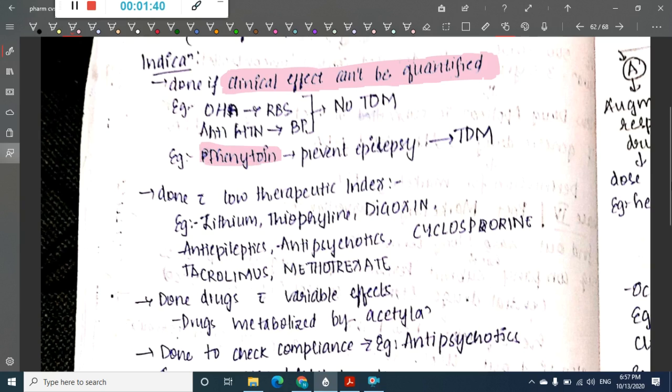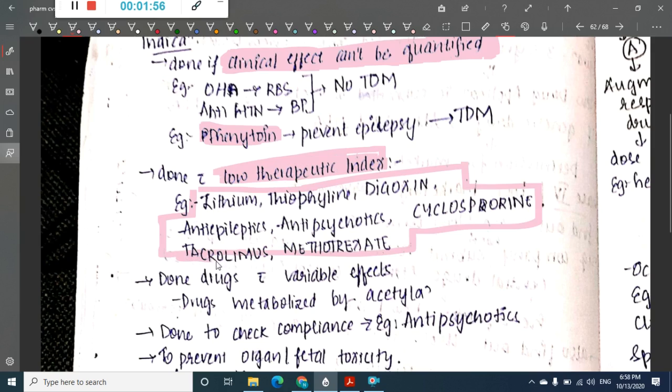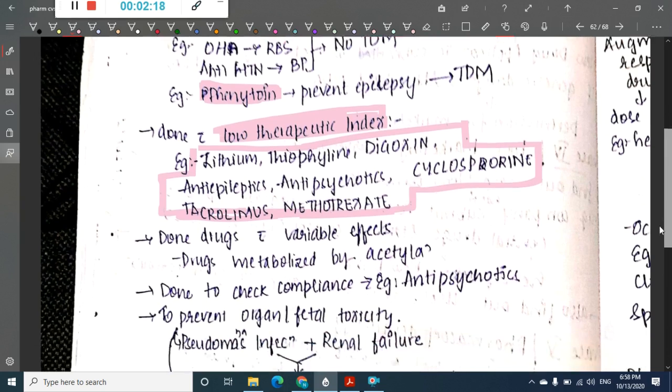Then this therapeutic drug monitoring is done for those drugs which have low therapeutic index. So what are the drugs which have low therapeutic index? Low therapeutic index is present for lithium, theophylline, digoxin, anti-epileptics, antipsychotics, cyclosporin, tacrolimus and methotrexate. These have low therapeutic index, and you can do therapeutic drug monitoring for them.